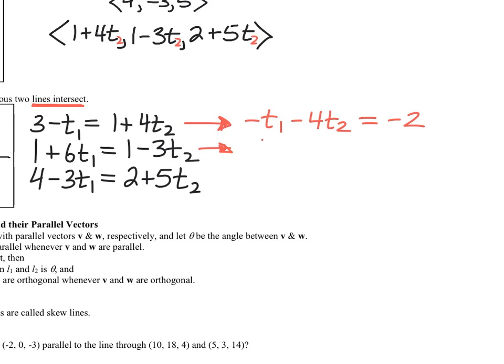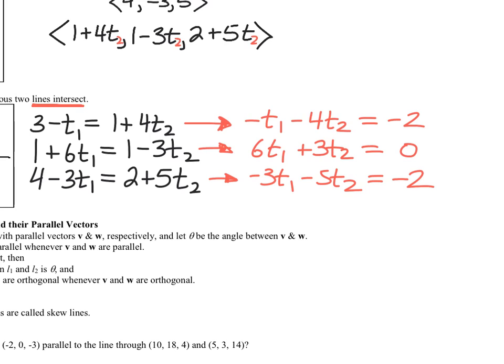And then 6t1 plus 3t2. That looks like a clean 0 unless I screwed something up. Always possible. All right. And then -2.